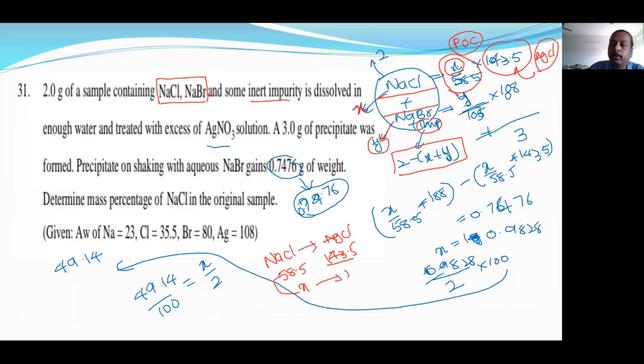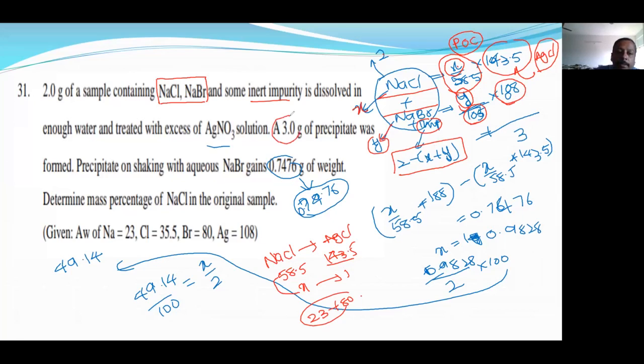In the same way, if you apply it to AgBr, Y by the NaBr mass. What is this? NaBr: sodium is 23, bromine is 80, so the total value will be 103. And it is converted to AgBr. AgBr is 108 plus 80, 188. So this is the ratio. Now, how much is it?